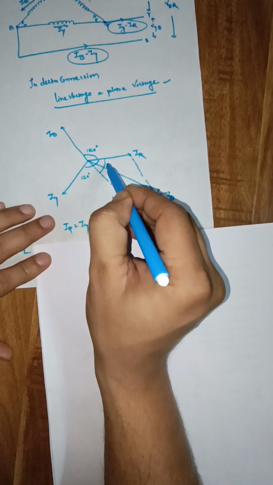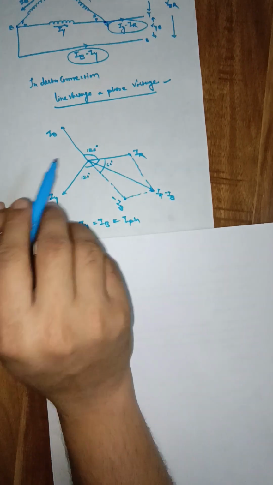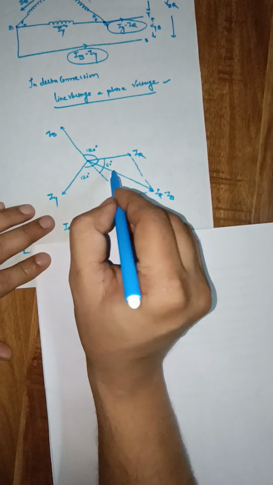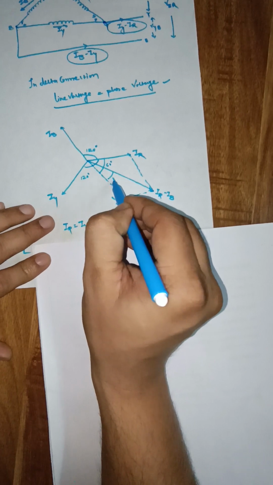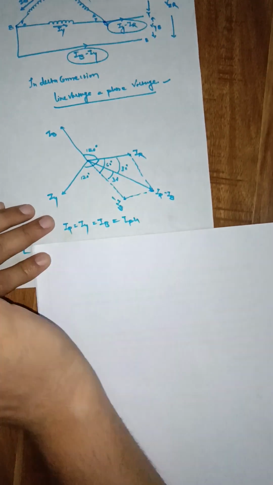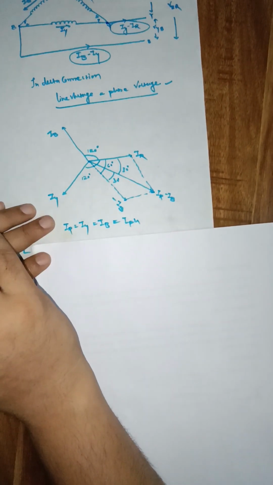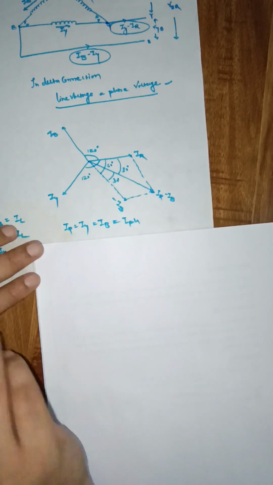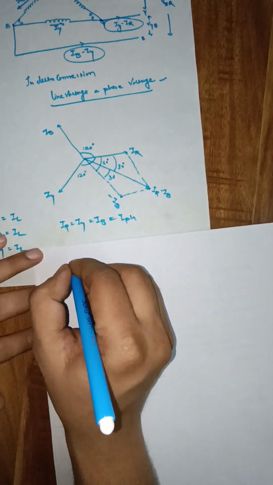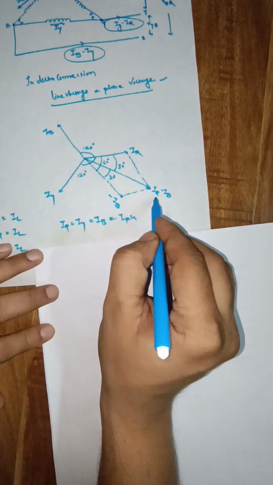So this angle will be 60 degree. Now this resultant IR minus IB is also in the center of this, so this angle will be 30 degree, and this angle will also be 30 degree. Clear? This thing you should note. Now let me draw the line current. So what will be the relation of this?